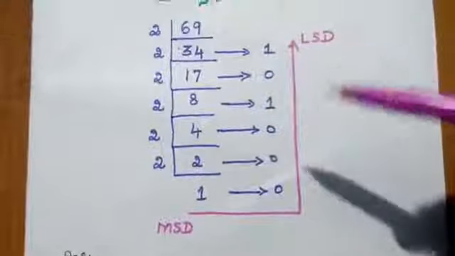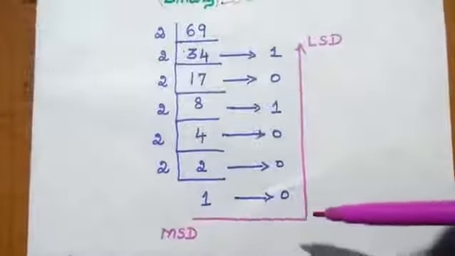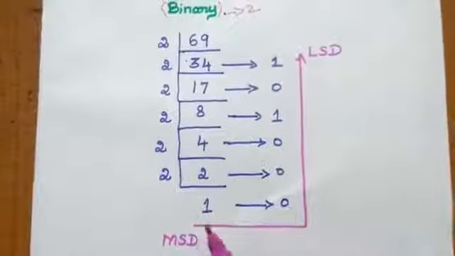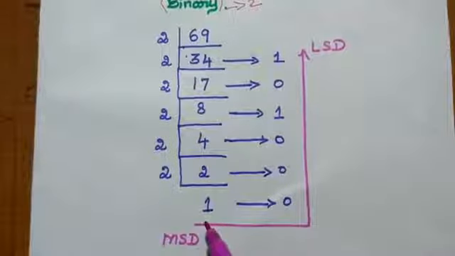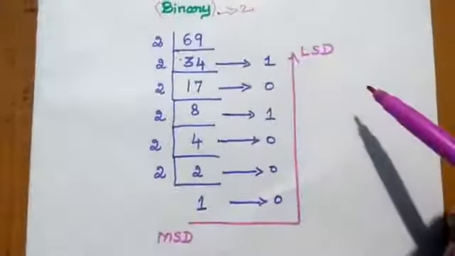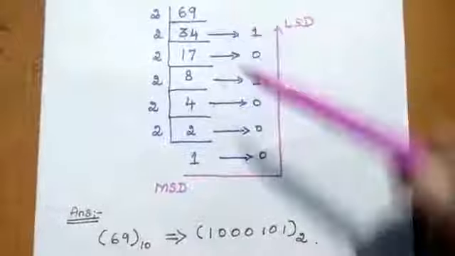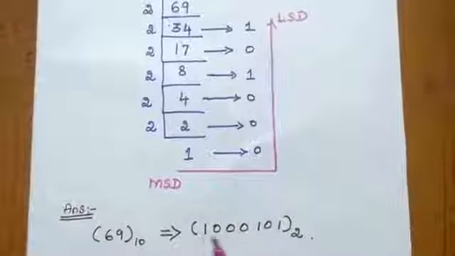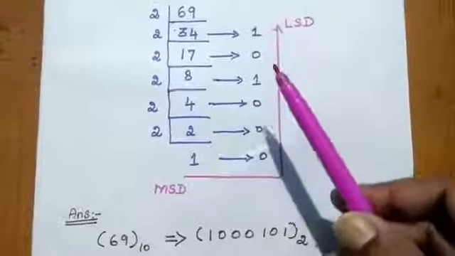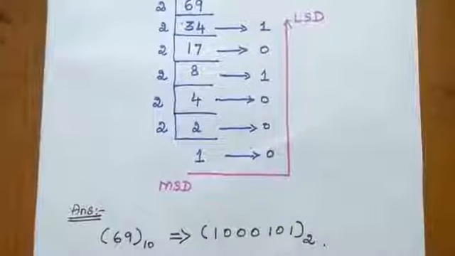After successive division, we are going to take the remainders in the reverse order. It is very important. So here, this last value is the most significant bit. So we can write the decimal number 69 converted into binary as 1 0 0 0 1 0 1. So this is the answer.